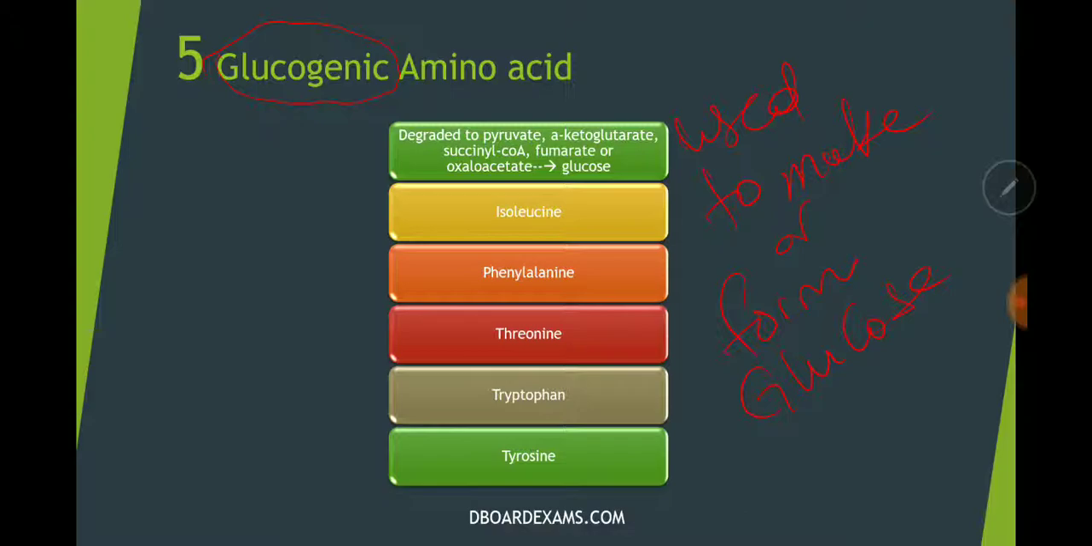So we reviewed 9 essential amino acids, and then we have 7 ketogenic amino acids which are used to form ketones or acetoacetate, and then we have 5 glucogenic amino acids. Now, you have to note that glucogenic amino acids are also ketogenic.